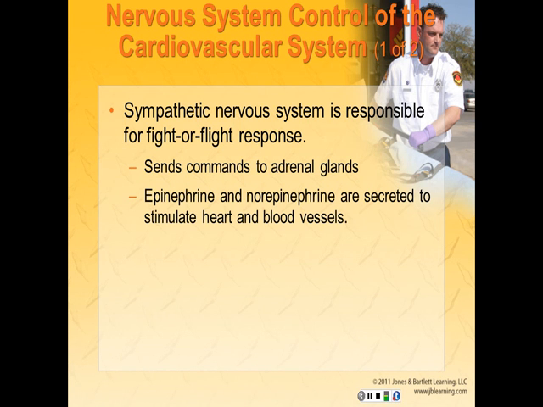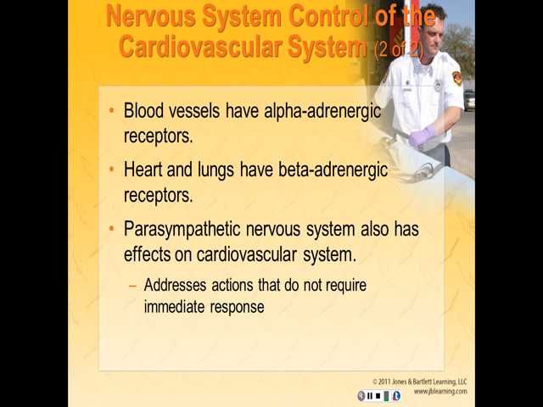Blood vessels have alpha-adrenergic receptors, and when these are stimulated, the vessels will constrict, which increases blood pressure. The heart and lungs have beta-adrenergic receptors, and when these are stimulated, the heart rate will increase, and the bronchi in the lungs dilate, allowing more air to be inhaled and exhaled. This is all part of the fight or flight response.